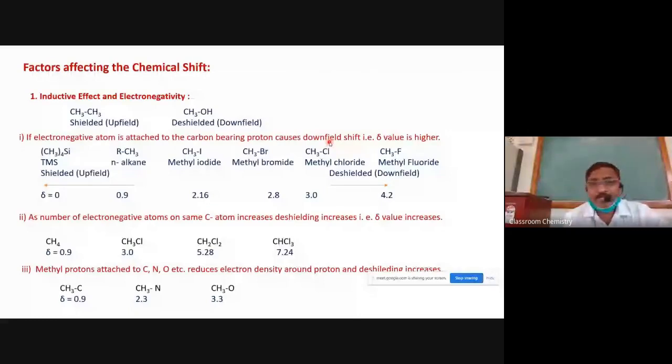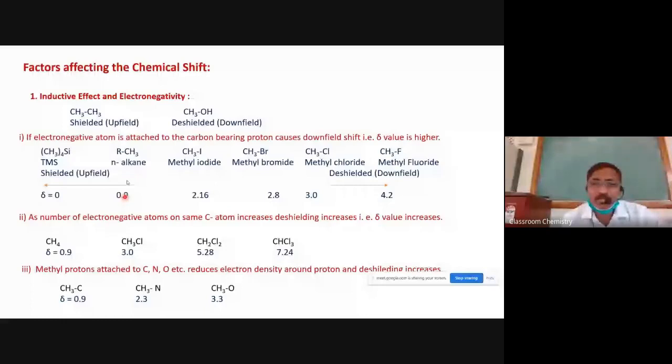Here TMS, tetramethylsilane, is highly shielded, and its delta value is 0. When we take a simple alkane, it is 0.9 delta. When this alkyl group is replaced by a halogen like fluorine, chlorine, bromine, iodine, what will happen? From methyl iodide to methyl bromide, methyl bromide to methyl chloride, methyl chloride to methyl fluoride, why does the delta value increase? Can anyone give the answer?